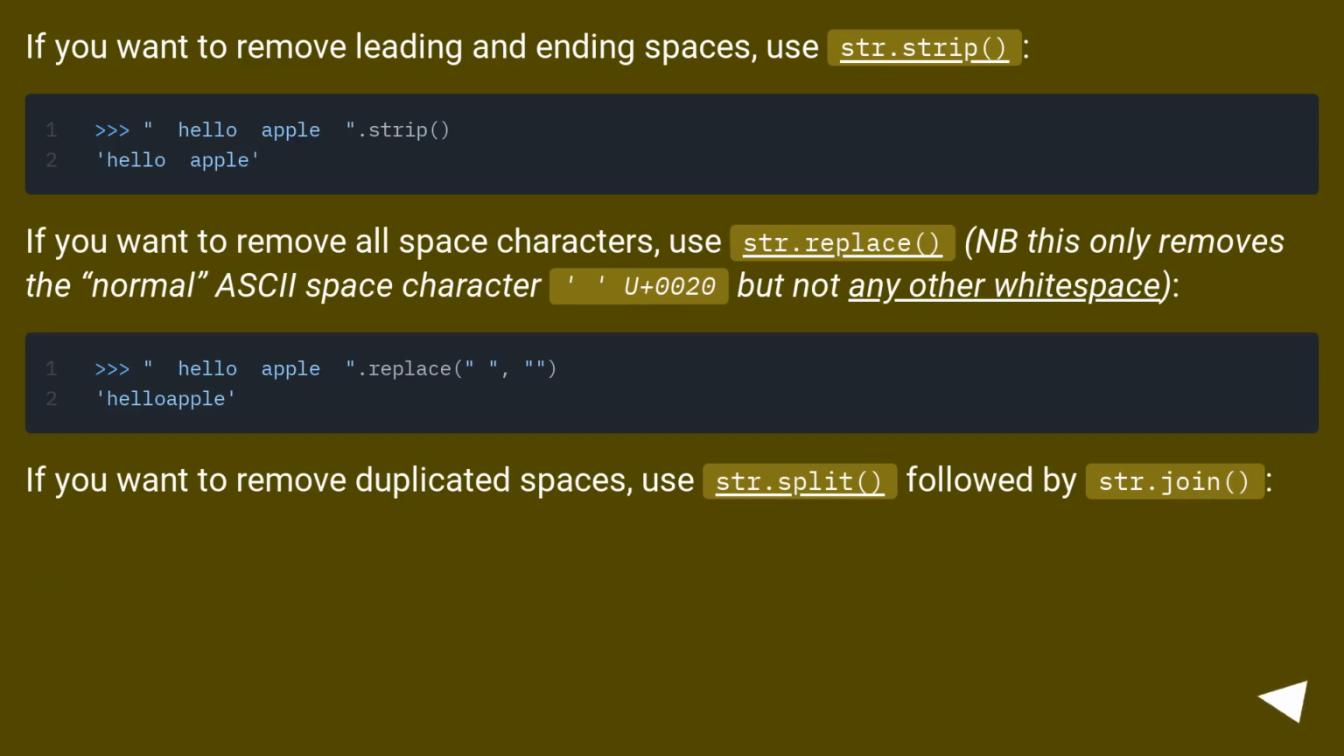If you want to remove leading and ending spaces, use str.strip. If you want to remove all space characters, use str.replace. NB: This only removes the normal ASCII space character U+0020 but not any other whitespace. If you want to remove duplicated spaces, use str.split followed by str.join.